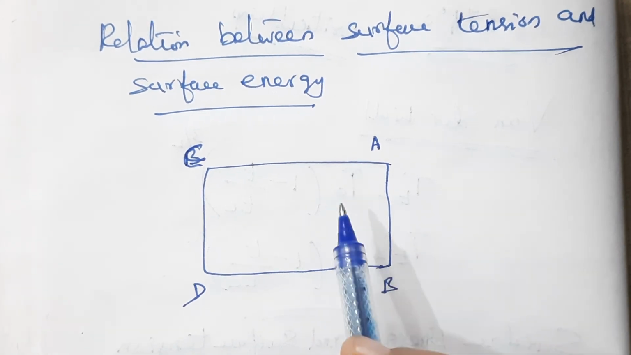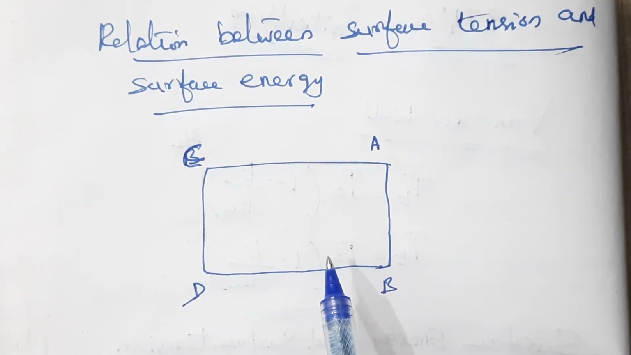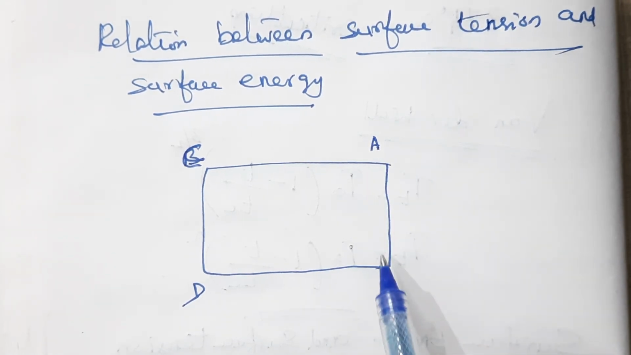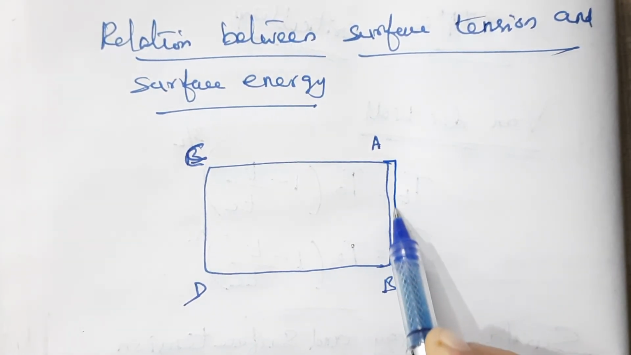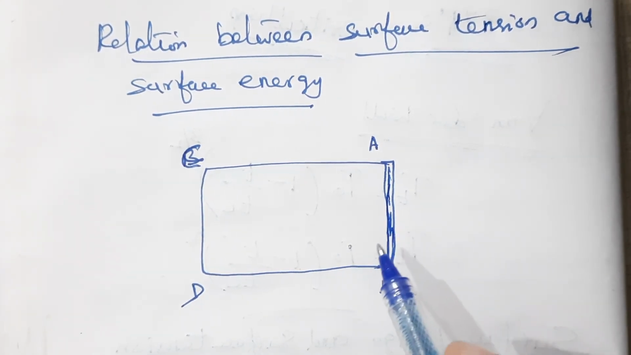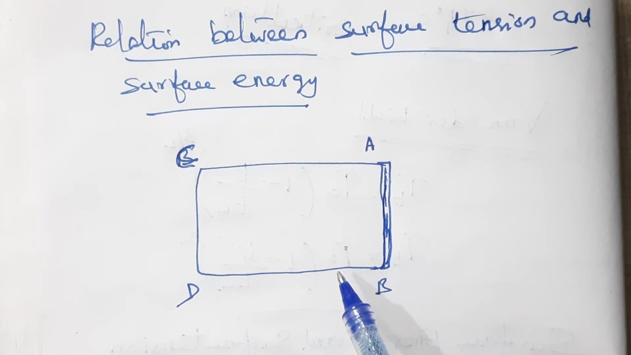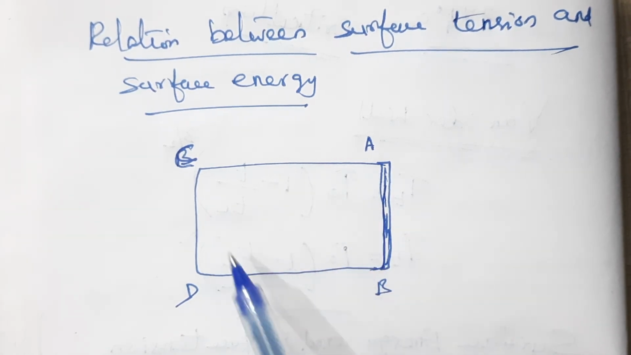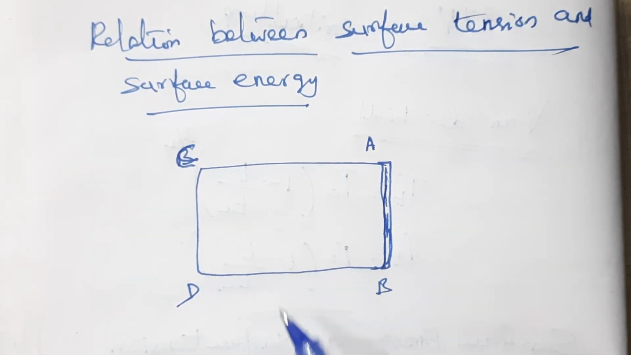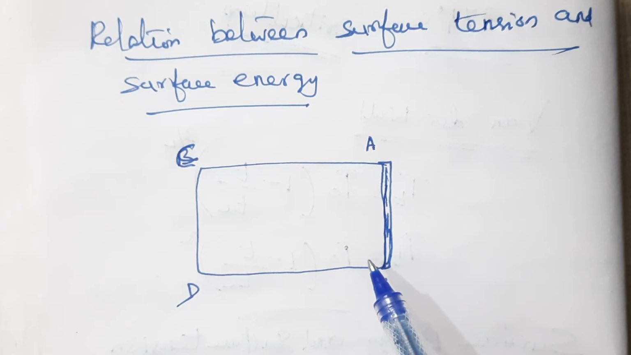So the rectangular frame of wire ABCD is taken in a soap solution. This AB wire is a movable wire. When it is dipped in the soap solution, a soap film is formed, which pulls the wire AB inward because of surface tension.